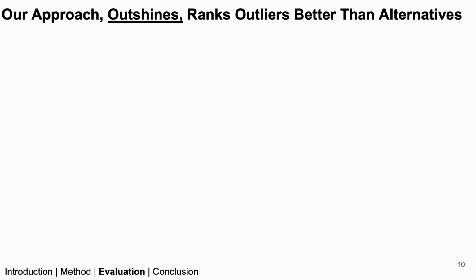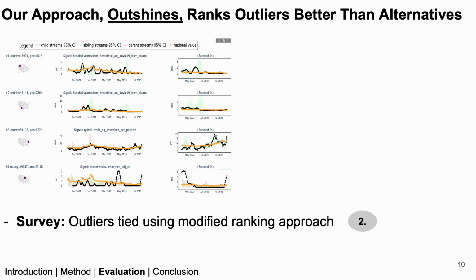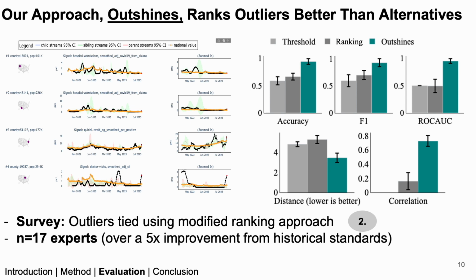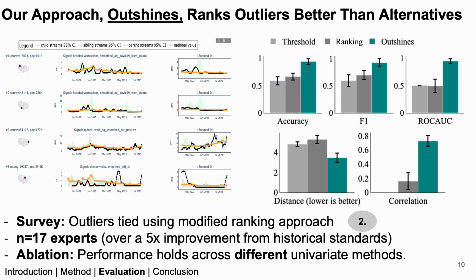So our results for this approach, which we call OutShines, show that our approach ranks better than the prior alternatives. And we tested this using a survey which used the outliers that were tied using the modified ranking approach, the previously best method. And 17 experts took the survey, which is over a 5 times improvement from historical standards. The results show that this method, on a number of traditional outlier detection and ranking methods, performs much better than the alternatives, and this holds across different univariate methods, and we have a number of ablation experiments in our paper.